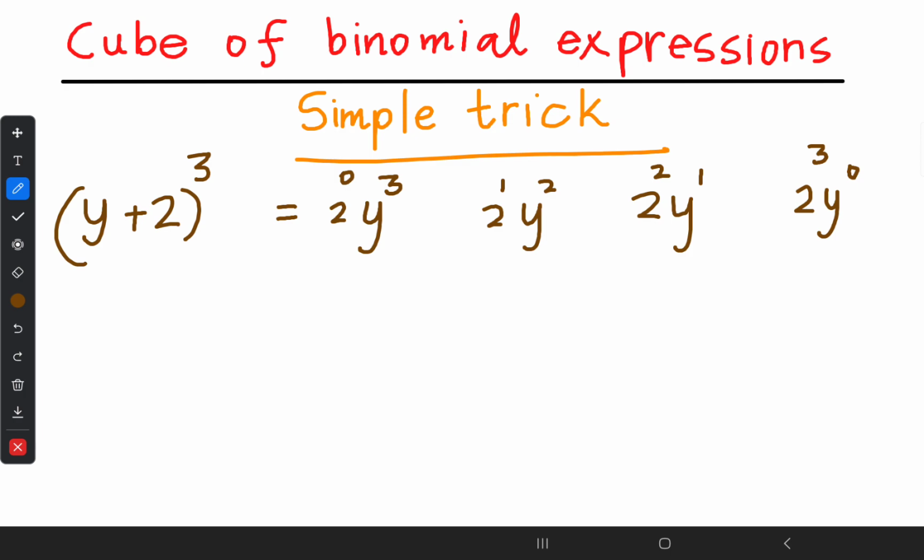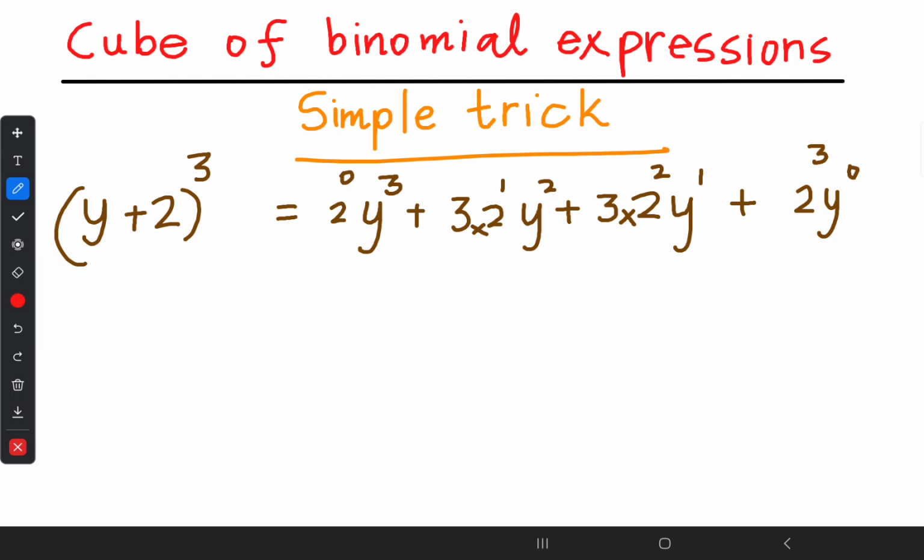Since it is a cubic function, the second and third participants of the expansion would be multiplied by 3. Here it should be multiplied with 3. This one and this one. In the middle we have a positive direction. So all the 4 participants will have positive direction respectively.